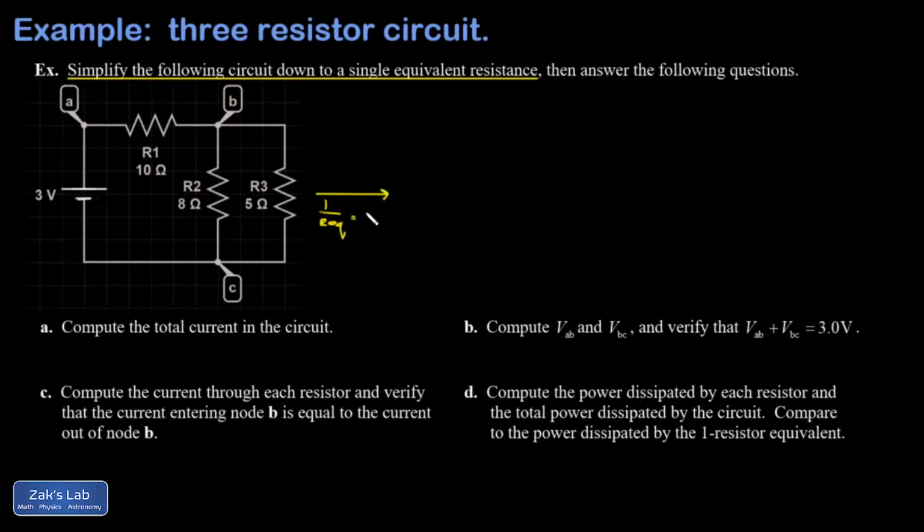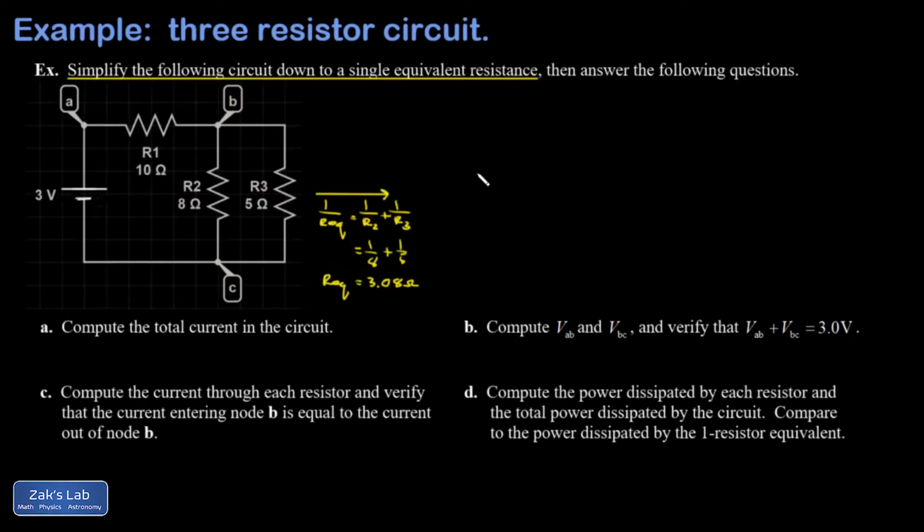1 over Req is 1 over R2 plus 1 over R3. And if I plug in the numbers here, that's 1 over 8 plus 1 over 5. I like to do these all at once in my calculator. So I do 1 over 8 plus 1 over 5, and I press enter, and then I do 1 over that result to get the reciprocal. In this case, it comes out to 3.08 ohms.